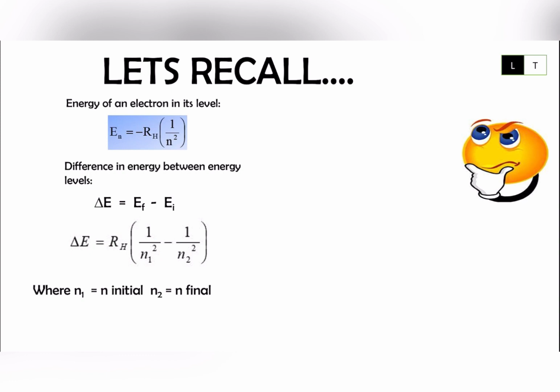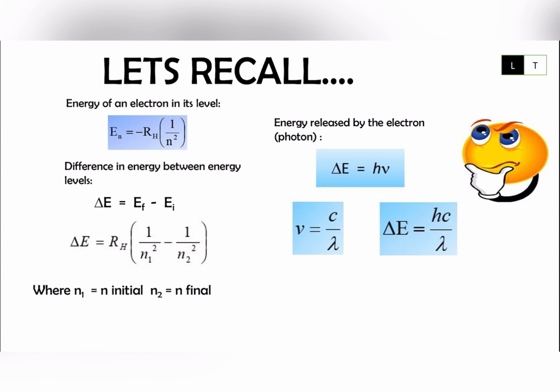So you will have this value inserted here. And the next part, you also learned how to calculate the energy released by the electron using delta E equals hv. By using the frequency formula, you can insert it into the formula of delta E for frequency, and you will have another formula. This is what we use to calculate the energy released by the electron, which is the same as the difference in energy between two levels. So these all are what you've learned so far based on previous videos.